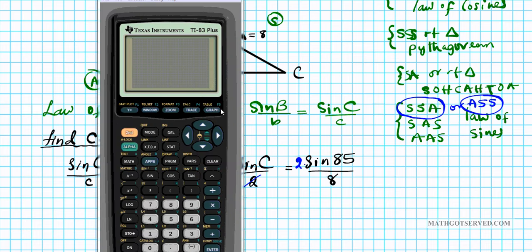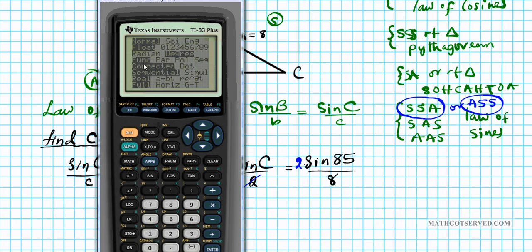All right, I'm going to be using a TI-83 Plus here. Now, notice our angular measure is in degrees. So you want to make sure that you are in the right mode in your calculator. Radian or degree, you want to make sure you're in degree. Degree has to be highlighted, okay? Now we're good to go.